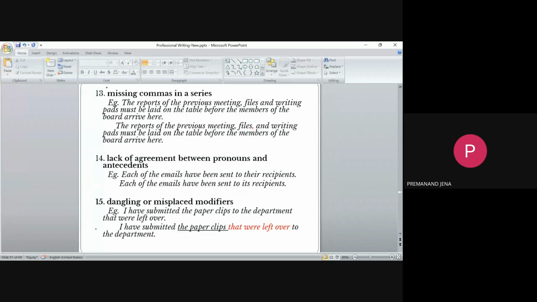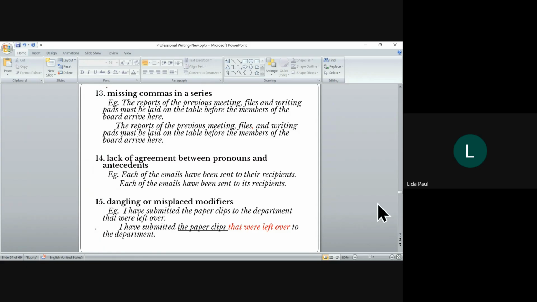If we start the sentence with "all the emails have been sent to their participants", that is right. Or even simply saying "emails have been sent to their participants", that's also right. But since the reference is to unit emails, the antecedent is basically singular, so the pronoun also has to be singular. That's the point.